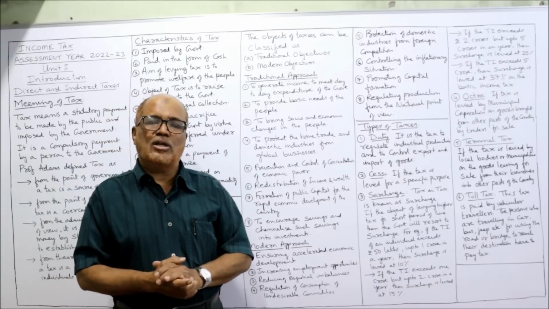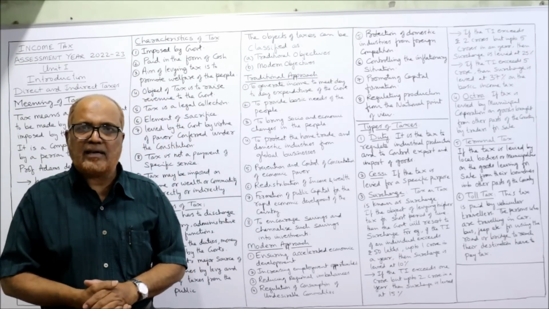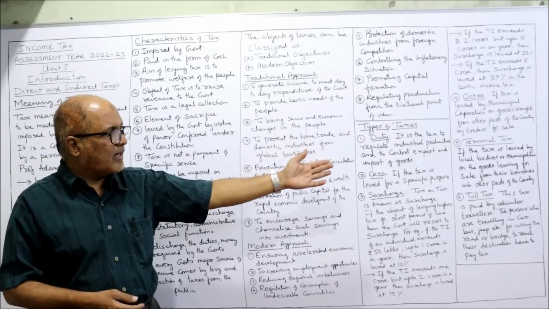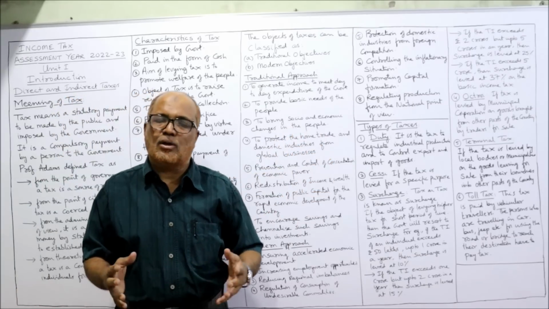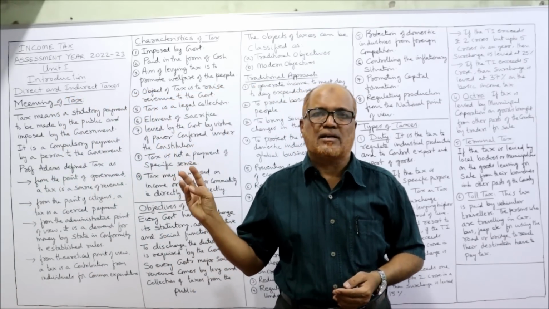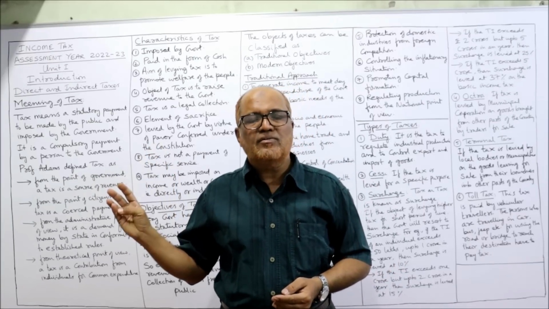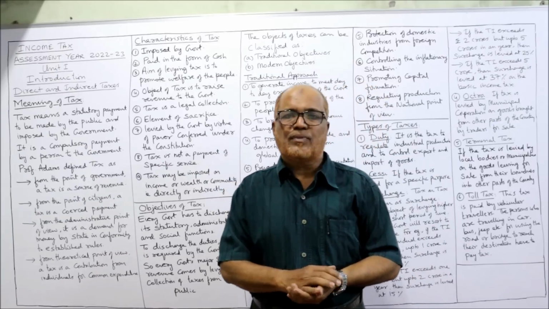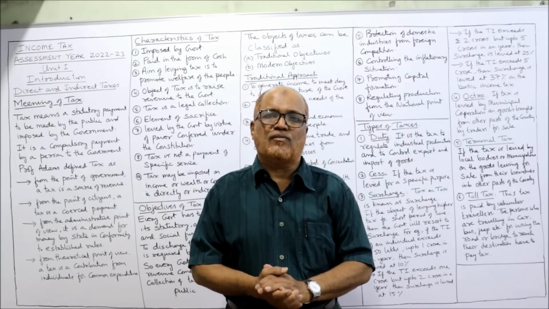So in the examination, you may be asked what are the different types of taxes. So you remember all these: duty, cess, surcharge, octroi, terminal tax and toll tax. That's all. So in this video, I have explained what is the meaning of the term tax, what are the objectives and characteristic features of tax, and lastly, what are the different types of tax.